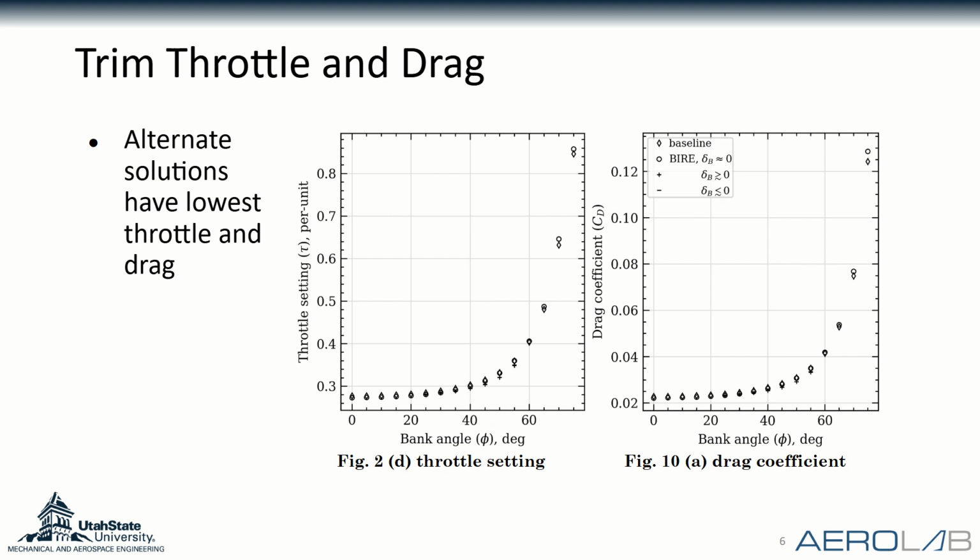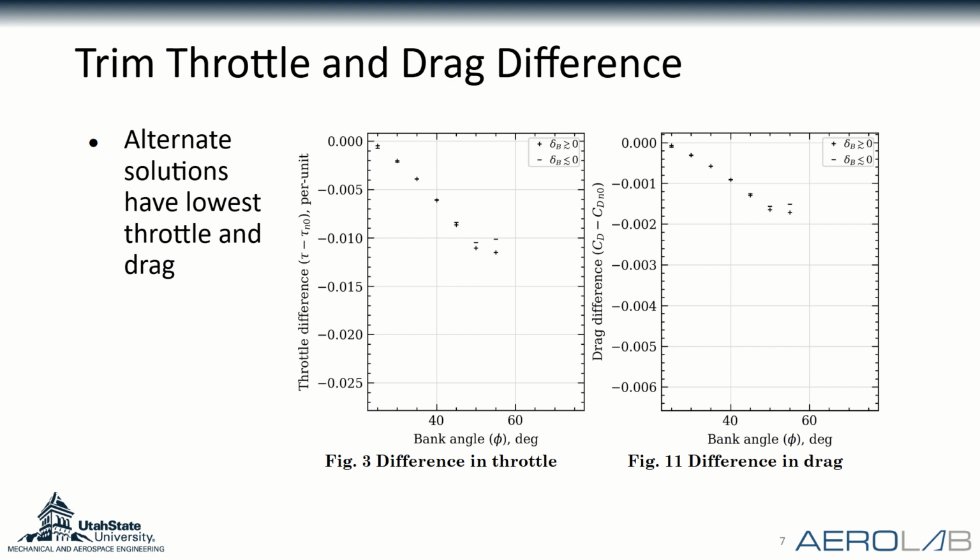But more specifically, we wanted to take a look at what is the difference between these tail near zero solutions for the BIRE aircraft and these alternate solutions, so tail large and positive, tail large and negative. And that's plotted here. So this is once again the difference between these alternate solutions and the tail near zero solution. And you can see that generally these alternate solutions are lower in terms of throttle setting, so they require less propulsive power, excuse me, and they're also lower in terms of drag, which makes sense, right? They're correlated, and so they incur less drag.